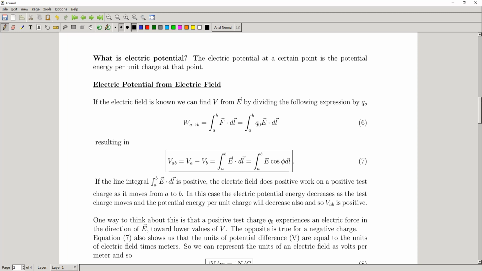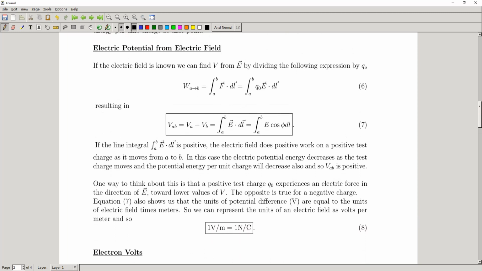Okay, and so one way to calculate the potential is to use this sort of relationship that it has with the electric field. If we know the electric field, we can get to our potential at that point, and that's what this next section here sort of discusses. So what we're saying here is that if the electric field is known, we can find V from E by looking at the following expression. So this should be familiar to us.